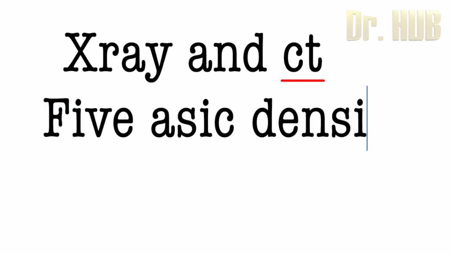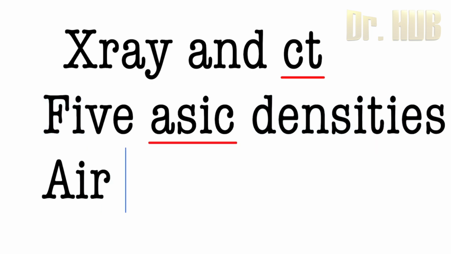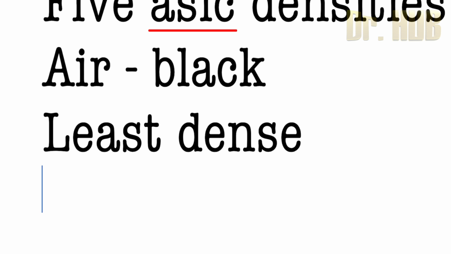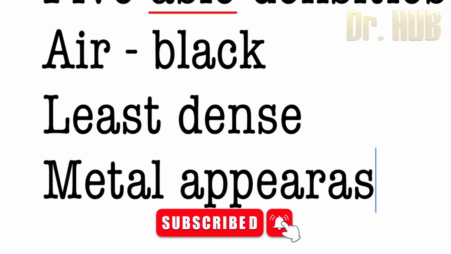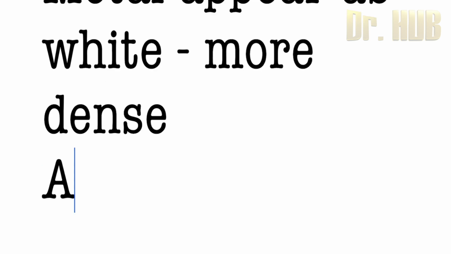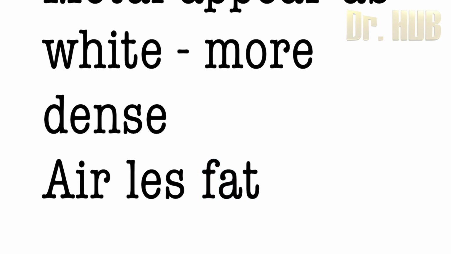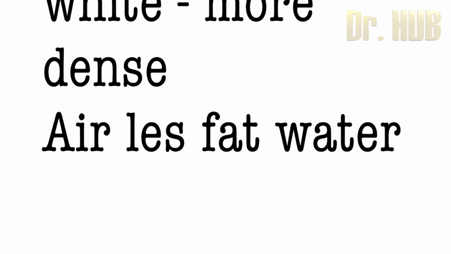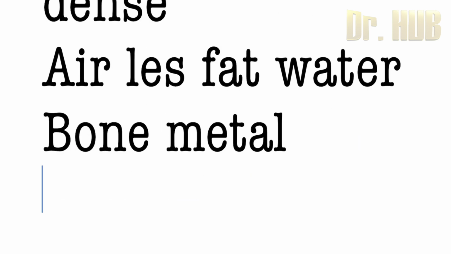X-ray and the CT. So X-ray, there are 5 basic densities on X-ray. The air appears completely black. Air is black and it is the least dense. Then is the metal, it appears white, that is, it is more dense. Next, air is less dense than fat, which is less dense than water or the soft tissue. Then comes the bone and then the metal. So this is the order.